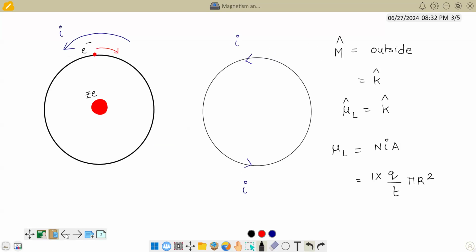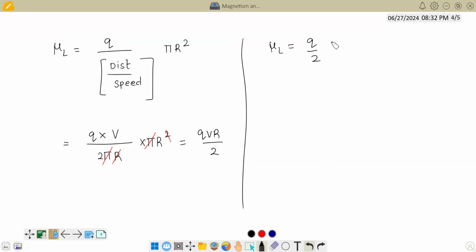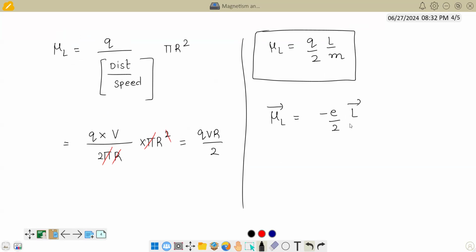We know m v r equals L. So from this, v r is nothing but L by m. Let me just substitute it. This is magnitude wise. Then what about direction? We have seen that both have opposite direction. So how do you say this vectorially? You will say that mu l is minus e by 2 into L vector by m.